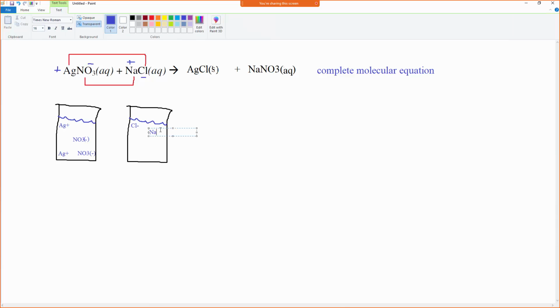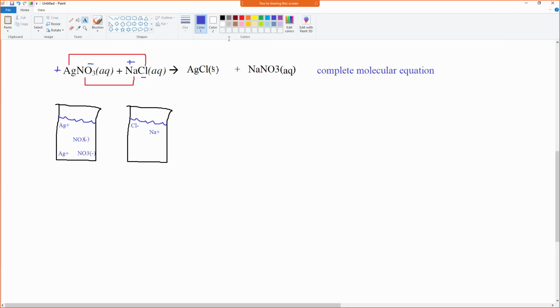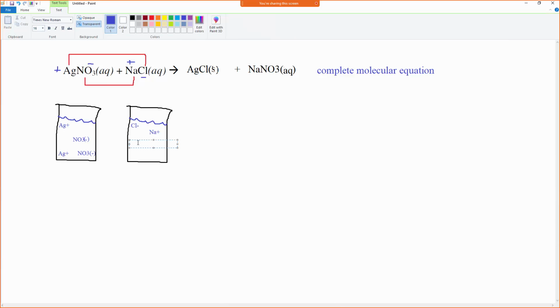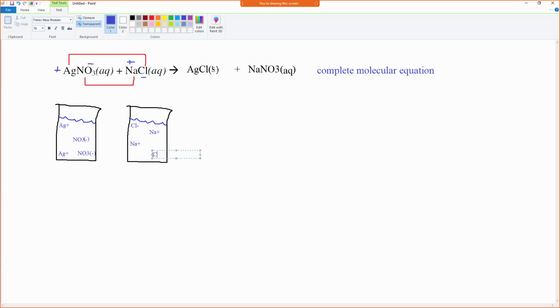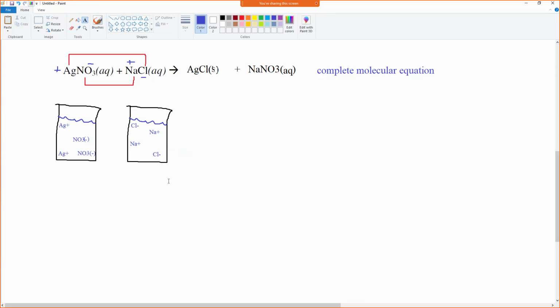The water is shown in the equation right here. The aqueous means, by definition, dissolved in water. So that just tells us that's where our reaction is happening, and so you know that there's water present. Does that make sense? That's a great question.